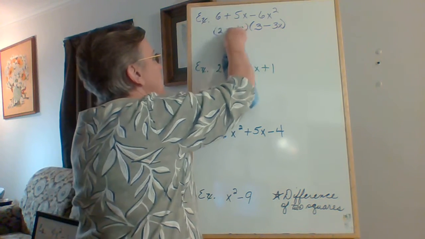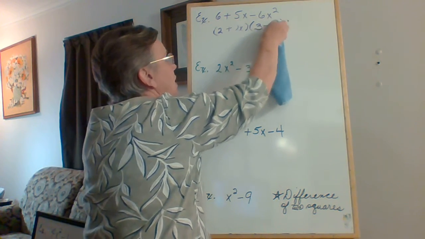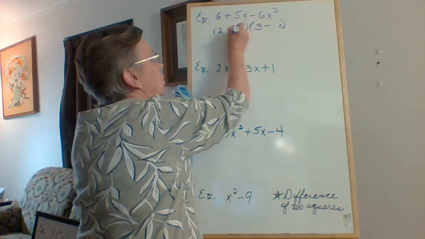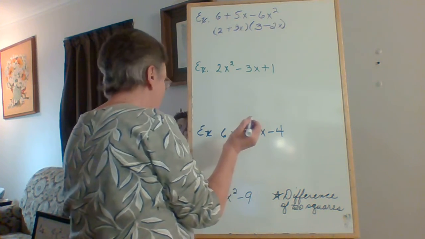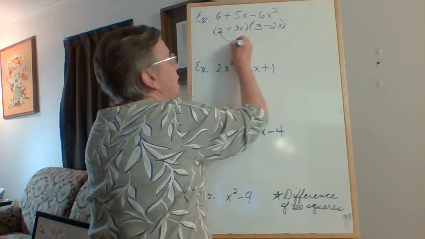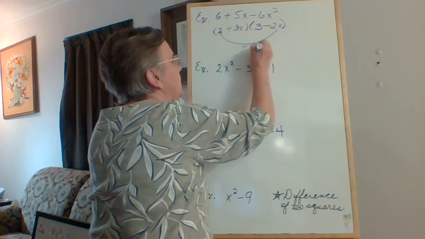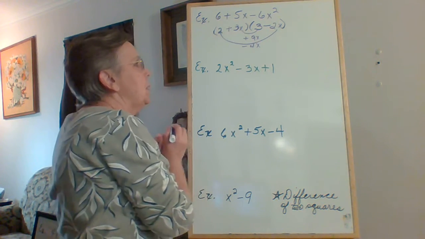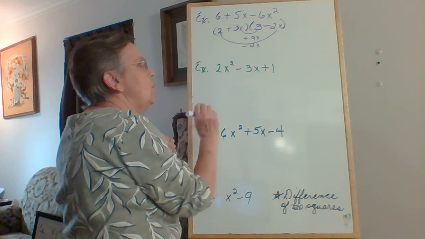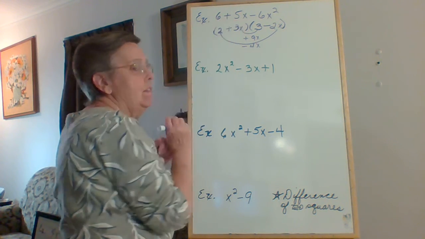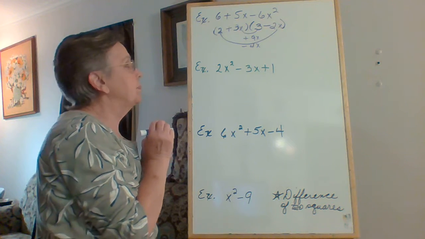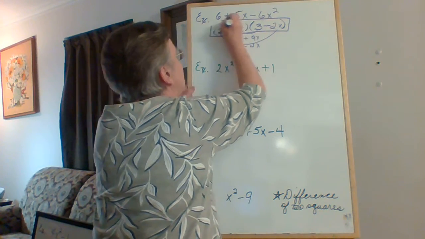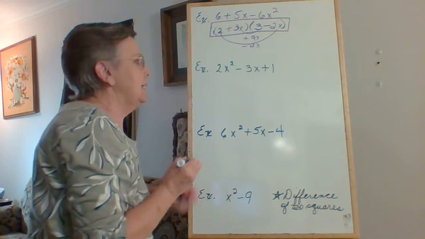So instead of 2x and 3x, let's try 3x and 2x. The outside gives me a minus 4x. The inside gives me a plus 9x. Plus 9 minus 4 gives me plus 5. There we go. So this is my answer. I didn't even have to change the signs that time.